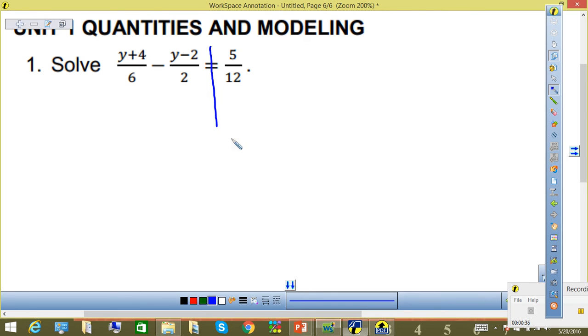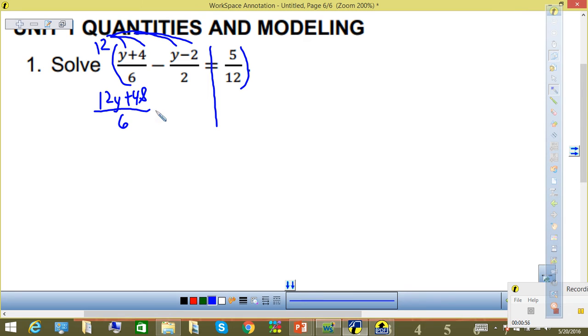but we can't really start because we have fractions all over the place. That means we need to multiply times the what? Common denominator. So our common denominator is 12. Distribute. This is 12y plus 48 over 6. The denominator stays the same. Distribute. I'll bring down the minus. This is 12y minus 24 over 2 equal, distribute, this is 60 over 12.